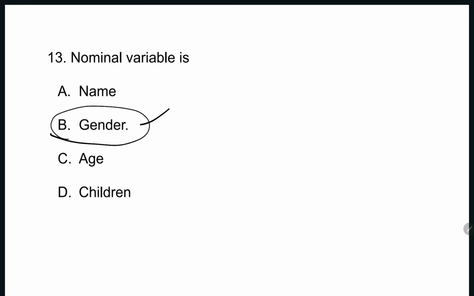So nominal is nothing but noun or name. Here we have the nominal variable, that is male and female. So gender is the nominal variable.